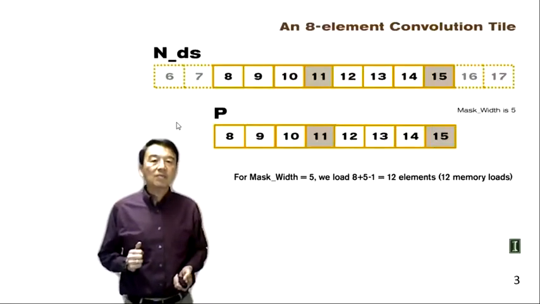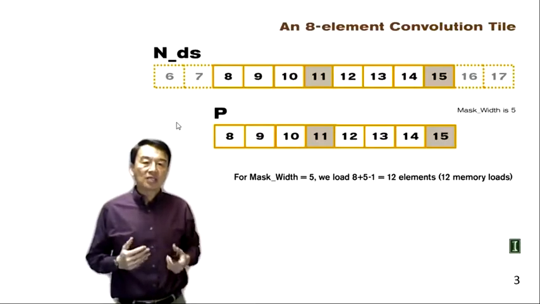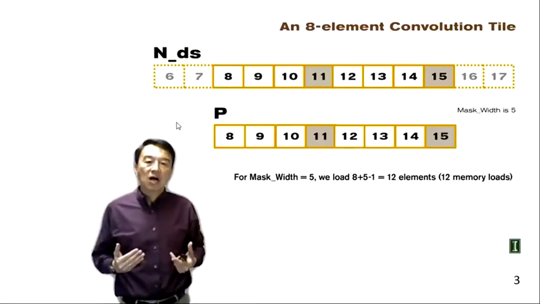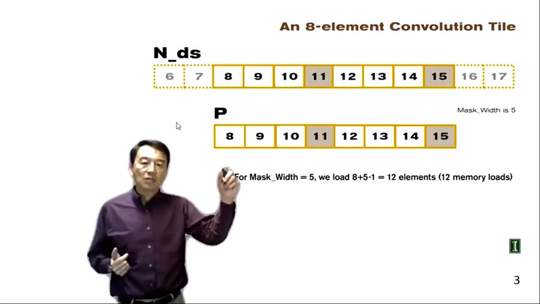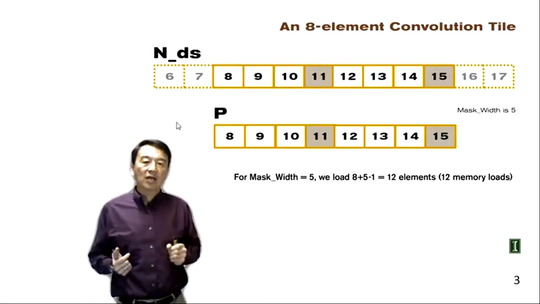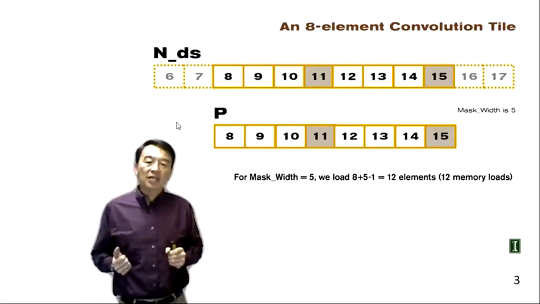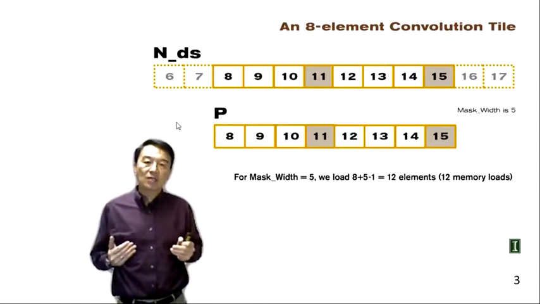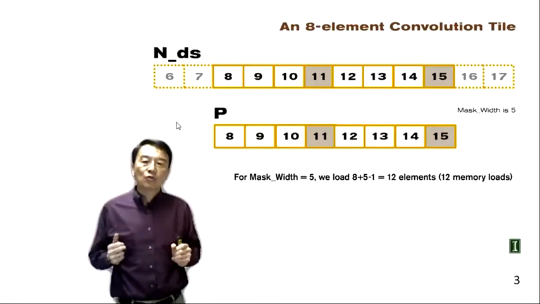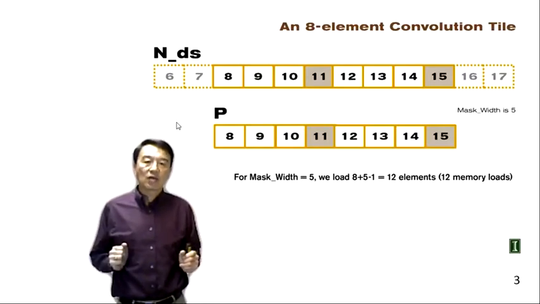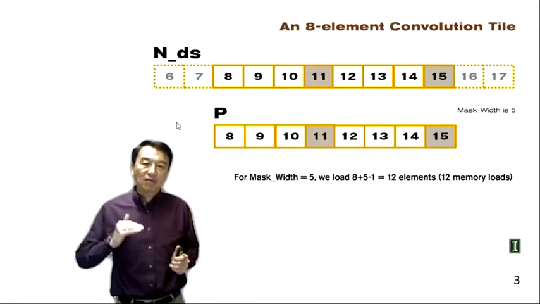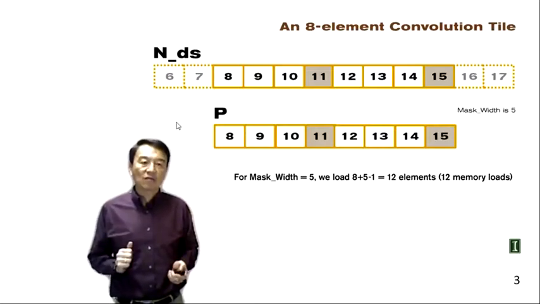So here we show a small 8-element output tile example in the 1D convolution. We show the tile from element 8 to element 15, and we still assume that the mask width is 5. If you recall from the previous lecture, the input tile needs to have 2 more elements on each side. So we're going to have 12 elements in the input tile. And the next few slides will be based on this particular configuration.